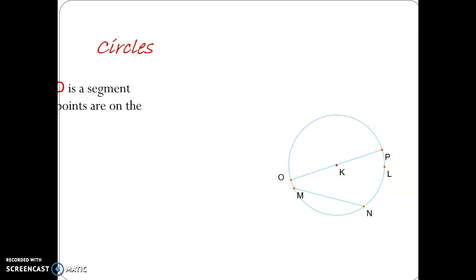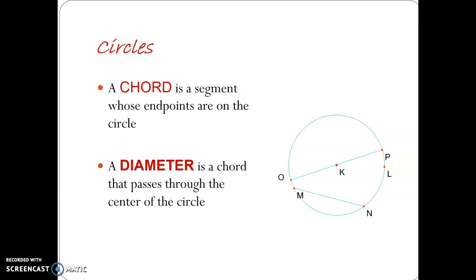All right, the next one is a word that you are probably not familiar with, a chord. A chord is a segment whose endpoints are on the circle. So this is not a ray, this is not a line. We have an actual line segment where both ends are on the circle. So if we look at MN, we can see that M is on the circle and N is on the circle. Therefore, MN is a chord.